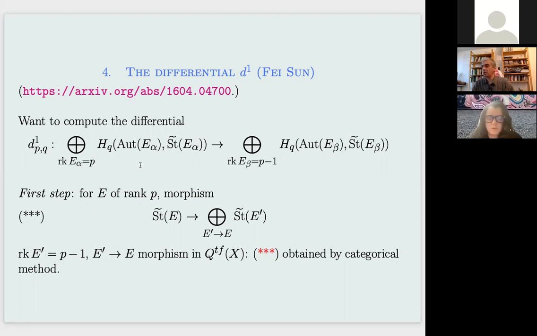I have a question. Yes. Of the Steinberg E prime, as like Steinberg E prime tensor Steinberg of like something of rank 1. So just like tensor, or like is there a way of thinking of this as some coalgebra structure on Steinberg?